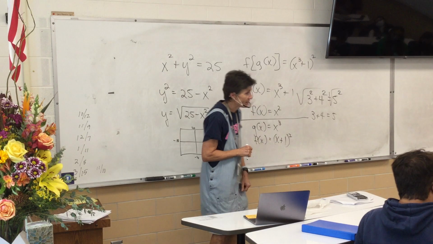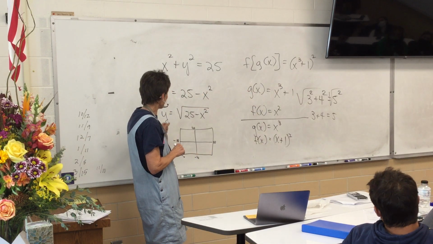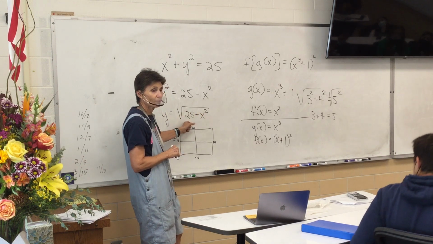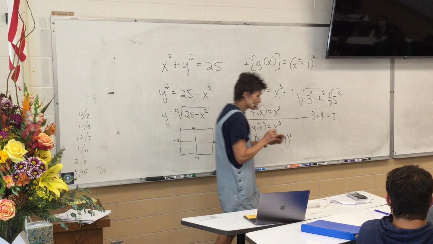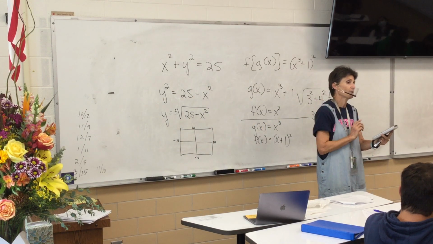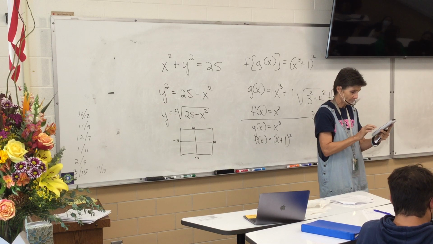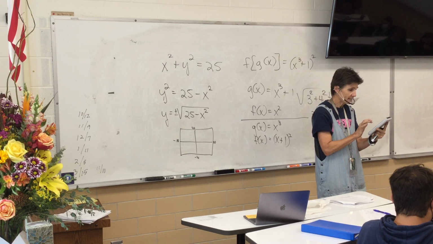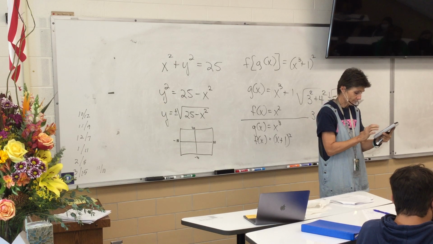Okay, guys, I committed a pretty significant error back here. When I took the square root of both sides, what did I forget? You gotta have a plus or minus. So you're not just going to put in the positive square root, you're going to put in negative the square root of 25 minus x squared.